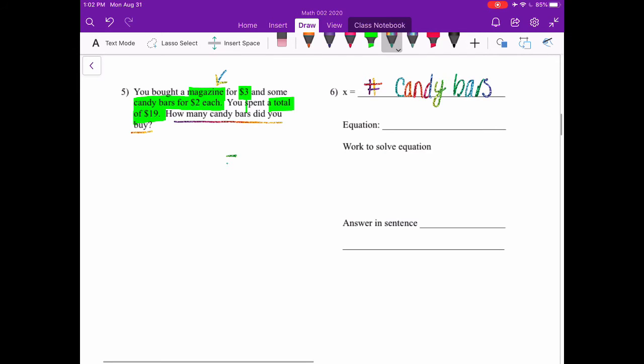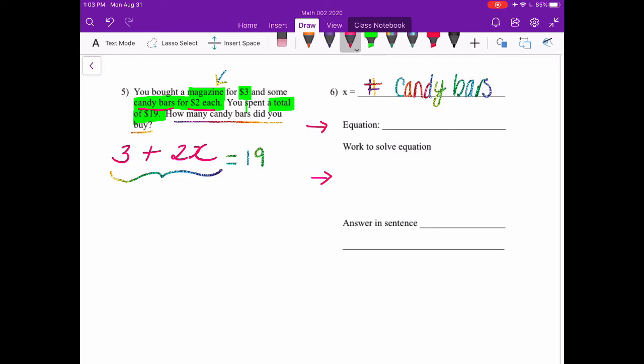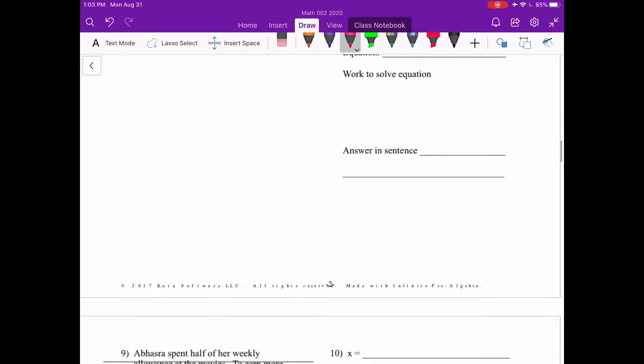The total in this case is 19 that she spends, and I want to sum what she's buying. So she buys 1 magazine for $3 plus some candy bars for $2 each. So 2 times the number of candy bars she has. I'm not going to go through the work here. It's a 2-step equation. So go ahead, put your equation in, your work to solve, and answer it with she bought this many candy bars. We'll do one more.